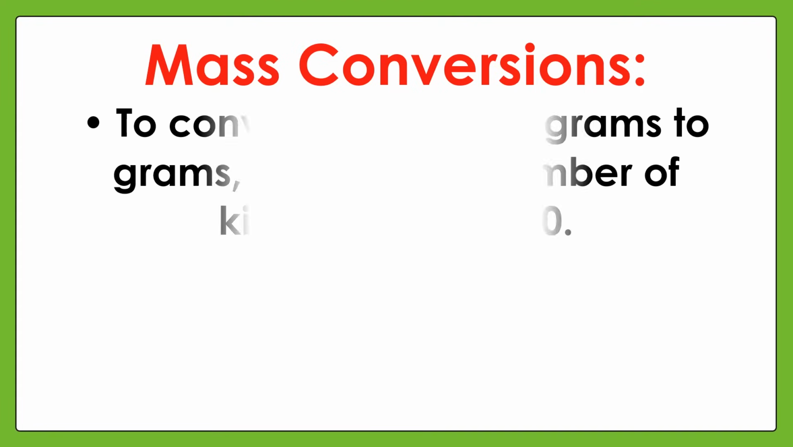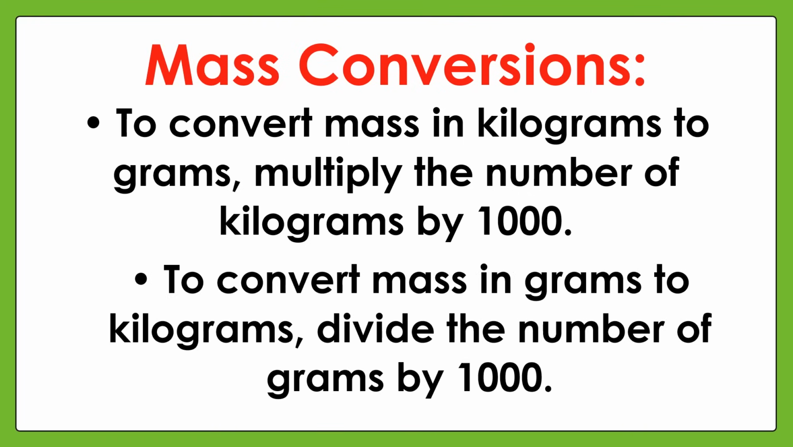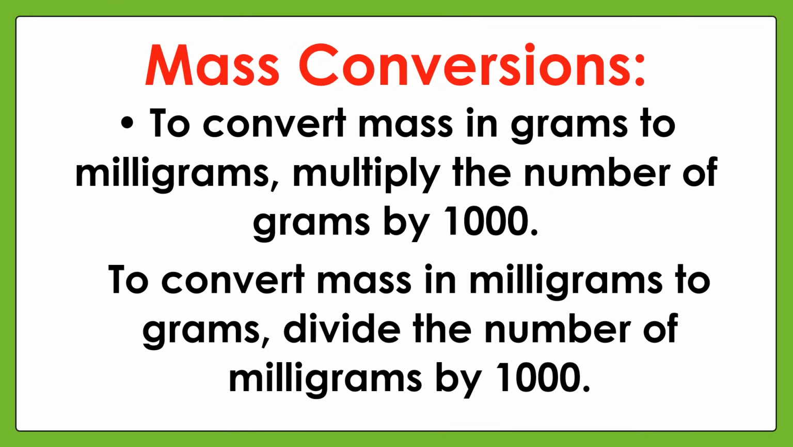Mass conversions. First, to convert mass in kilograms to grams, multiply the number of kilograms by 1,000. Second, to convert mass in grams to kilograms, divide the number of grams by 1,000. Third, to convert mass in grams to milligrams, multiply the number of grams by 1,000. Fourth, to convert mass in milligrams to grams, divide the number of milligrams by 1,000.